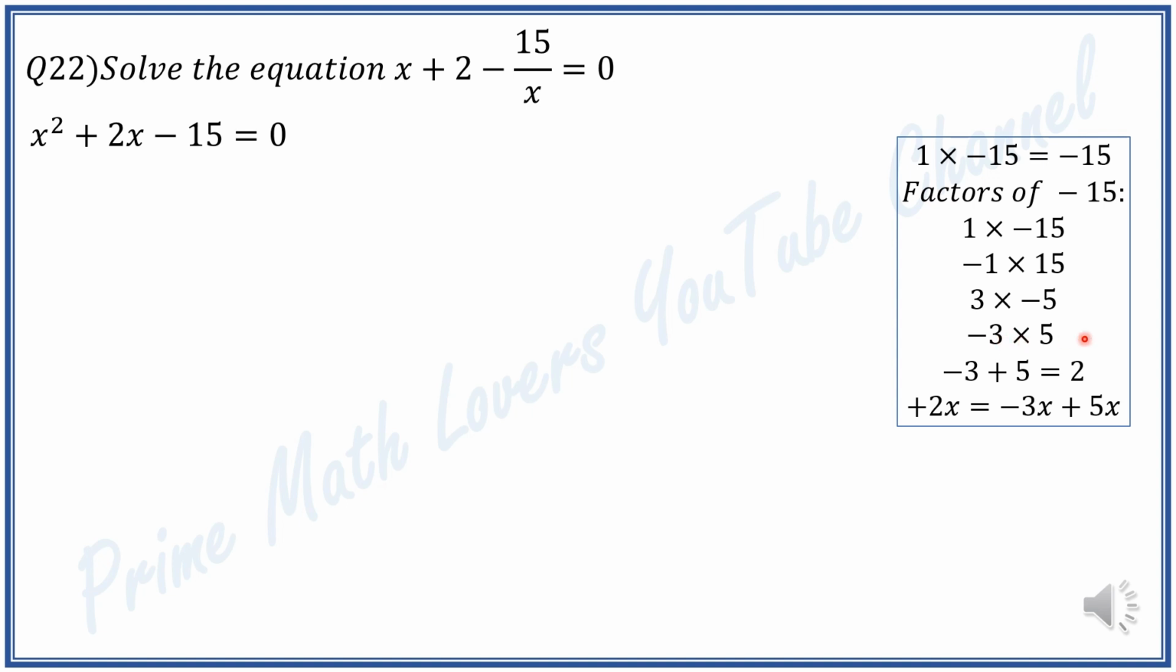Now we need to find two numbers from these factors that when we add them together, we get the coefficient of x, which is positive 2. These numbers are negative 3 and positive 5. Negative 3 plus 5 is equal to 2. We rewrite the middle term 2x as negative 3x plus 5x, and we get x squared minus 3x plus 5x minus 15 is equal to 0.